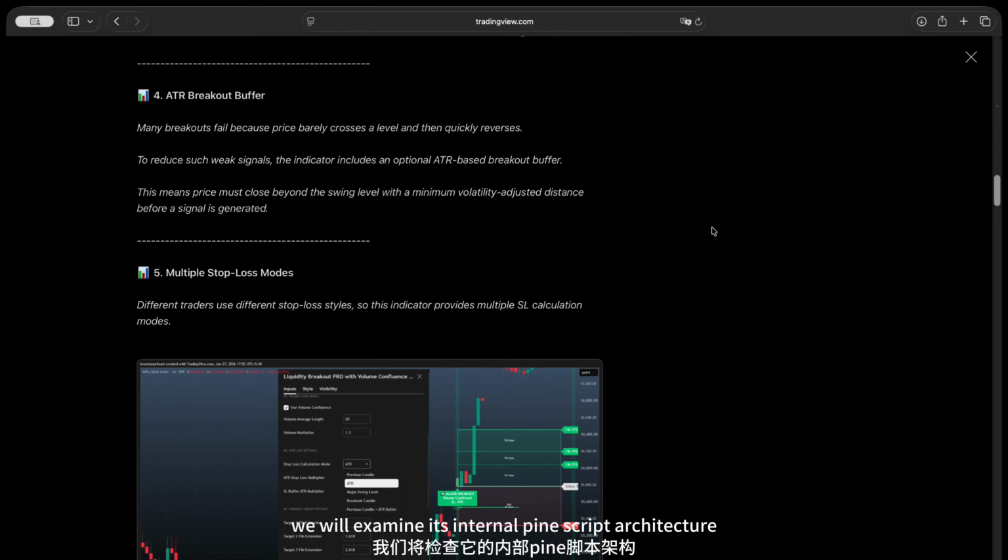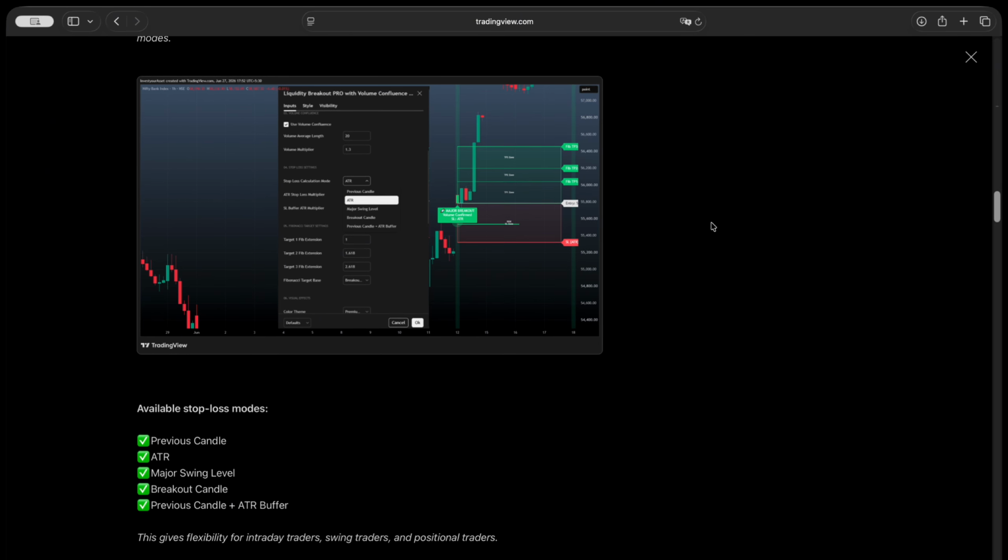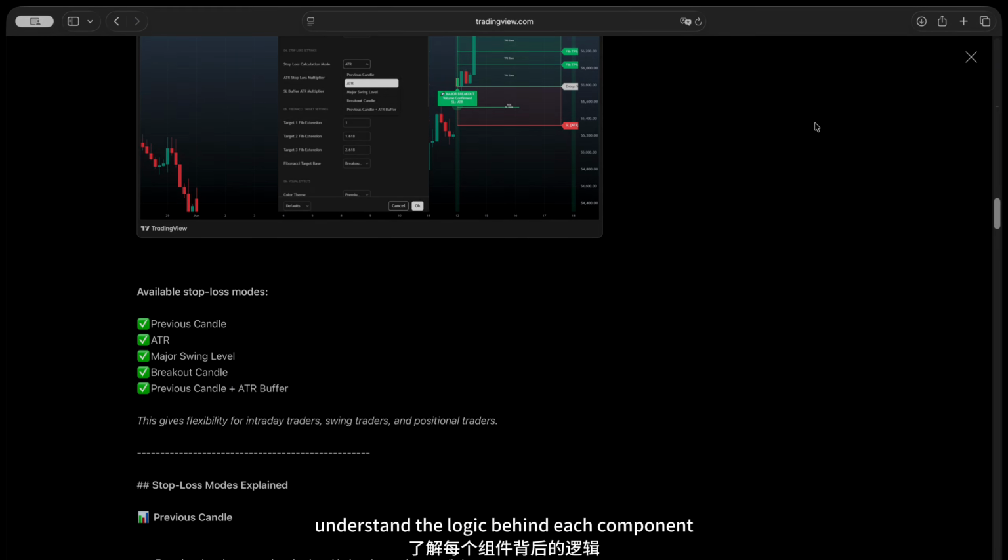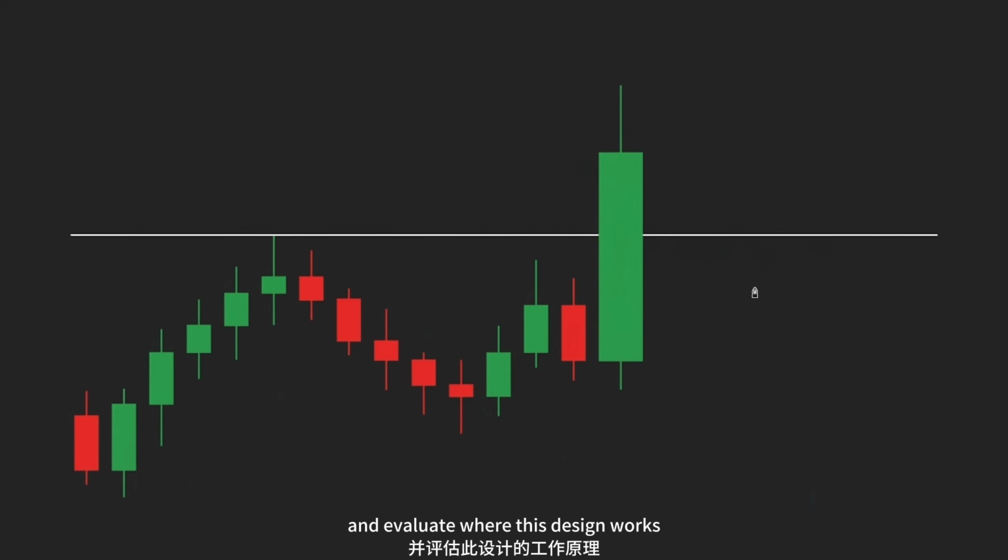We will examine its internal Pine Script architecture, understand the logic behind each component, and evaluate where this design works well and where limitations appear. Before analyzing the indicator itself, we need to understand the problem it tries to solve.